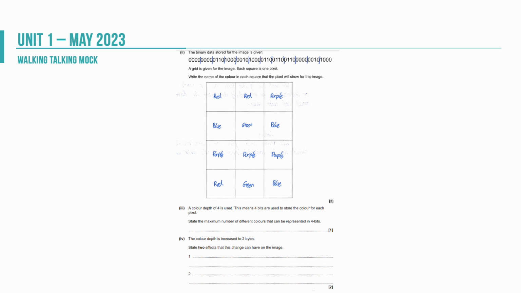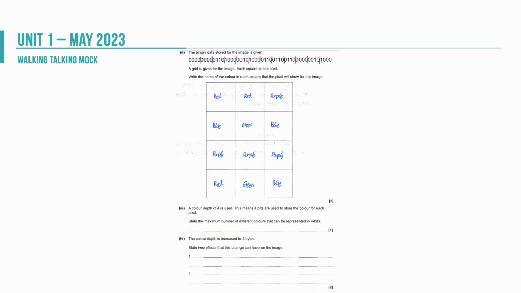Okay, and I expect this is either a question where you've got full marks or no marks at all because you messed up how those images are stored as binary. The color depth used is 4. This means that 4 bits are used for each pixel. You're asked then to work out what's the maximum amount of colors. And there's 2 ways of doing this.